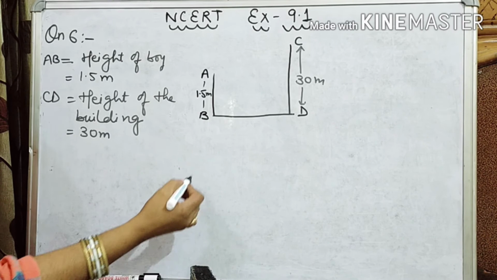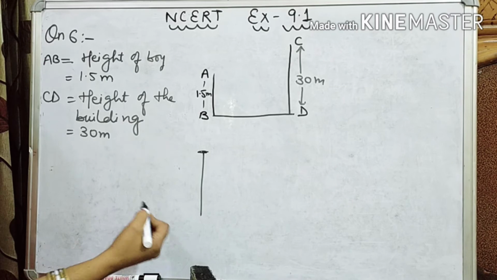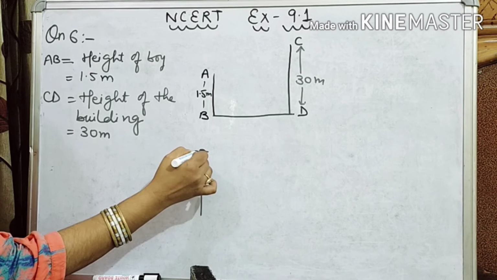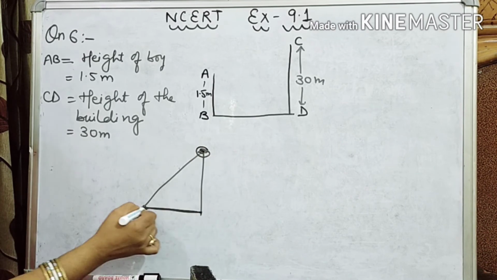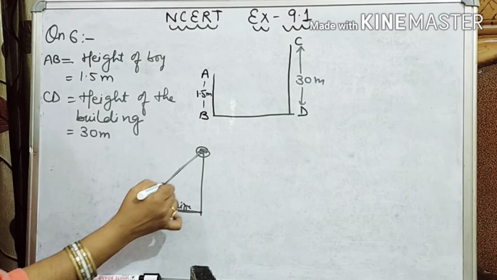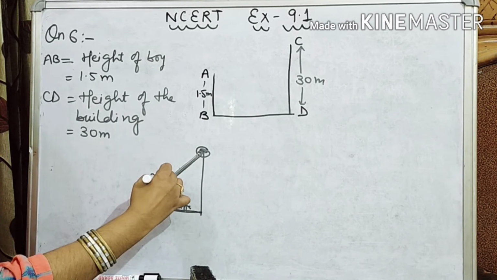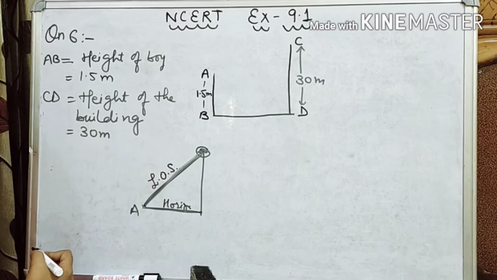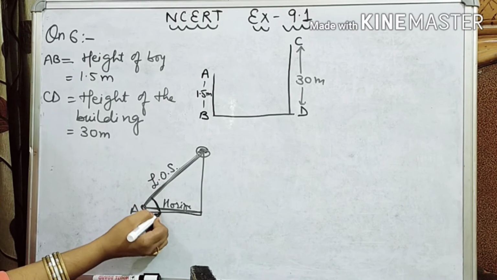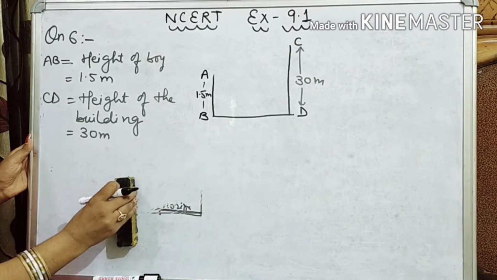Whenever we observe things which are at some height, and suppose we are observing from point A, the angle between the horizontal and this line, which we call the line of sight, is known as the angle of elevation. In the same way, the boy is observing the building.